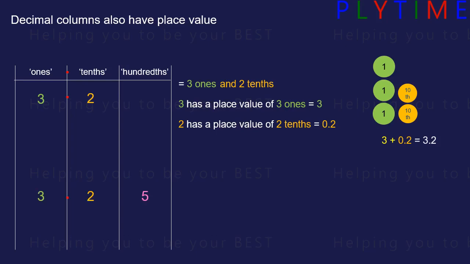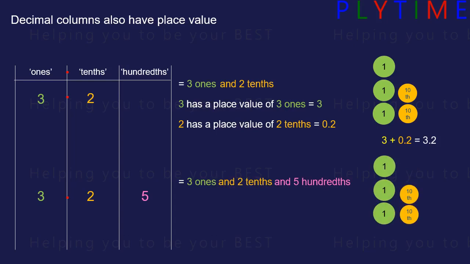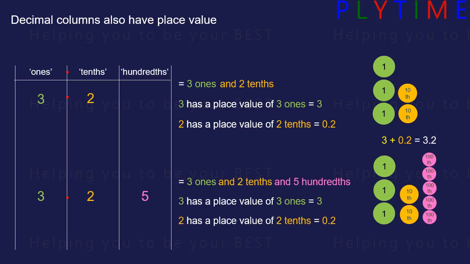3.25, we have 3 ones, we have 2 tenths, and we have 5 hundredths. 3 has a place value of 3 ones or 3. 2 has a place value of 2 tenths or 0.2. And 5 has a place value of 5 hundredths or 0.05. If we add them together, we have 3 plus 0.2 plus 0.05 is 3.25.